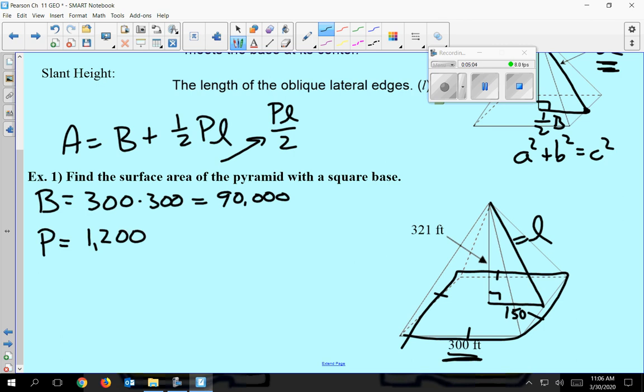Over here too, I'm going to do my Pythagorean theorem. I'm going to go 150 squared plus 321 squared, and that L is really my C in the Pythagorean theorem, so L squared. All right, so if you want to hit pause, you can do the Pythagorean theorem there and get something for L. Remember, you have to take the square root of whatever you get after you do that. Okay.